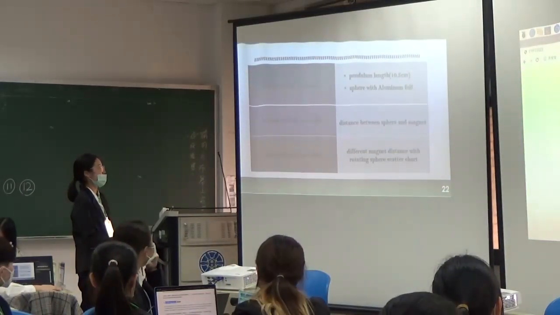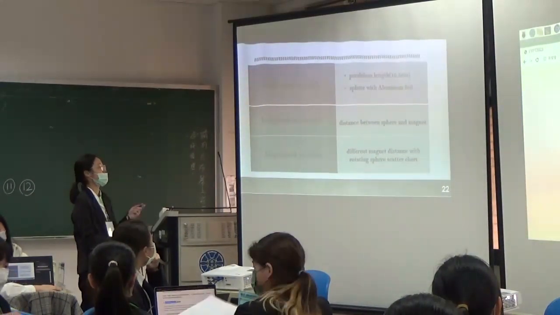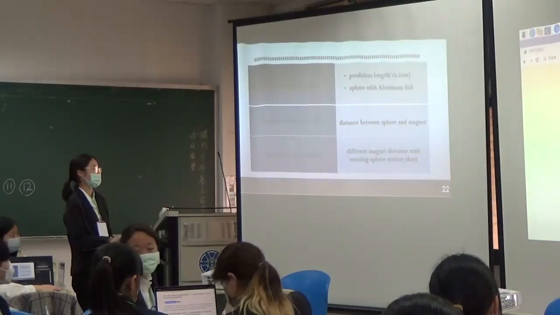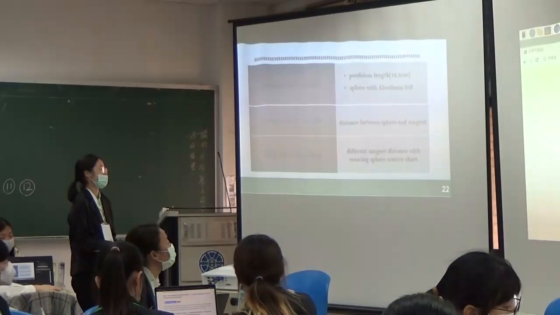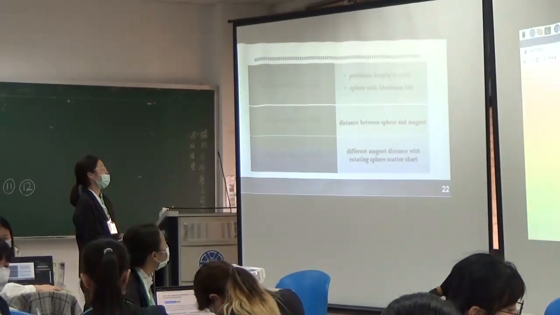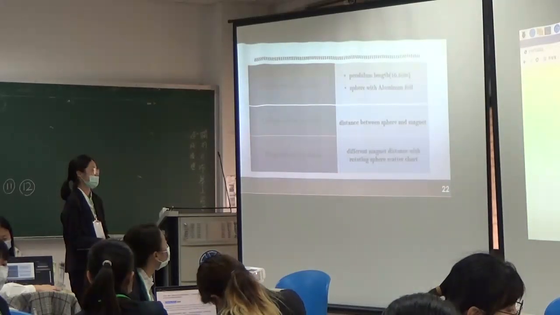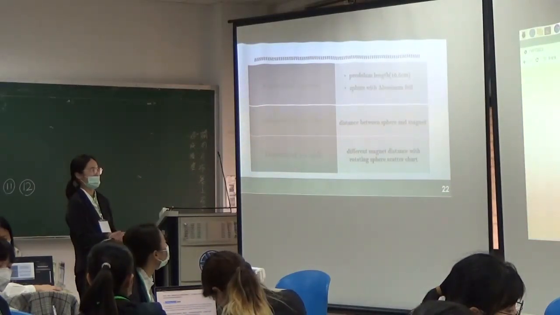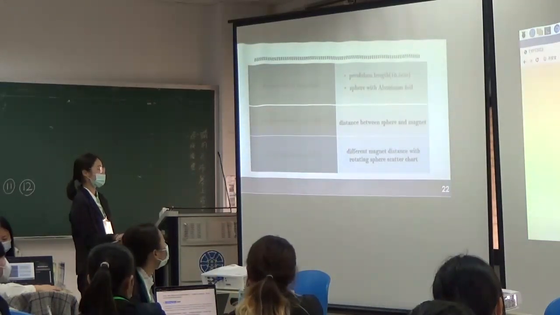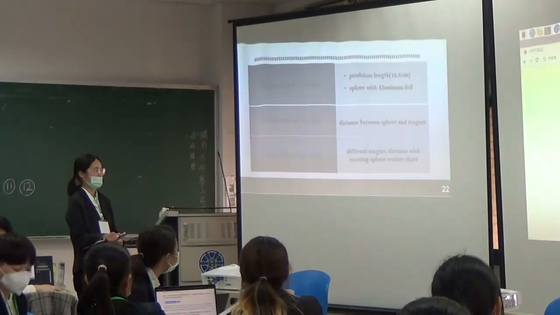And in the second design, the control variable is also the pendulum length, and we also use 10.5 centimeters, and for the sphere we put on aluminum foil. The independent variable is the distance between the sphere and the magnet. And the dependent variable is the rotating sphere scatter chart at different magnet distances.